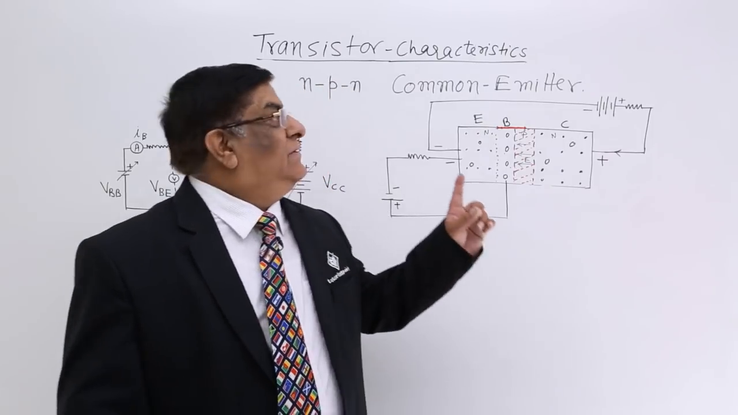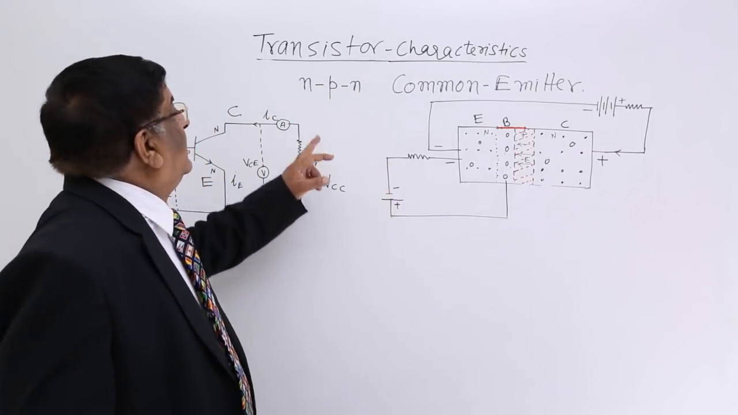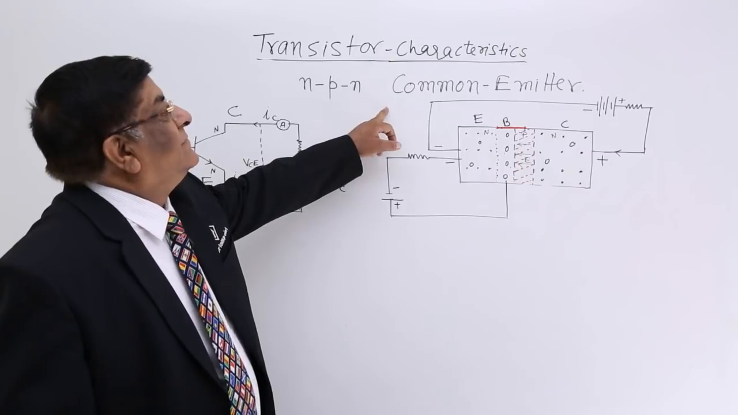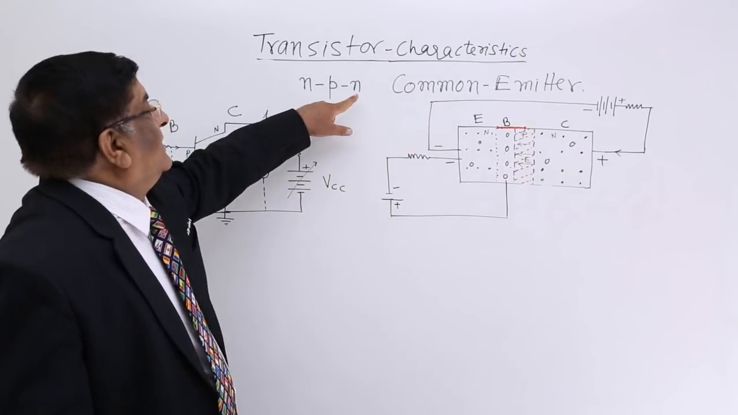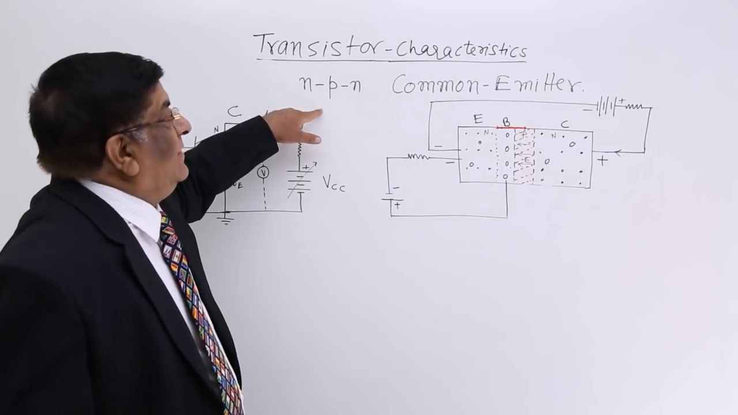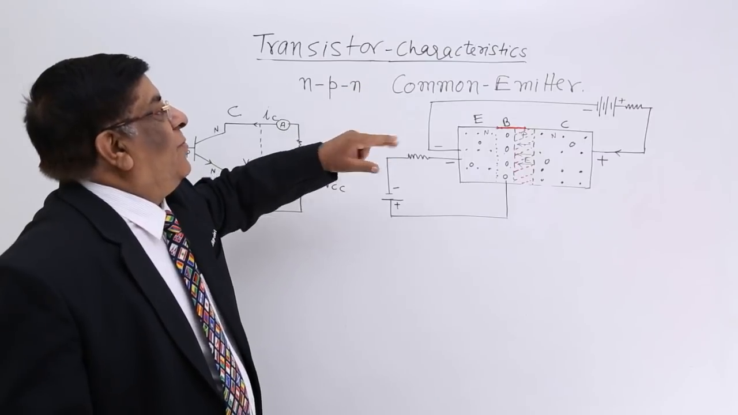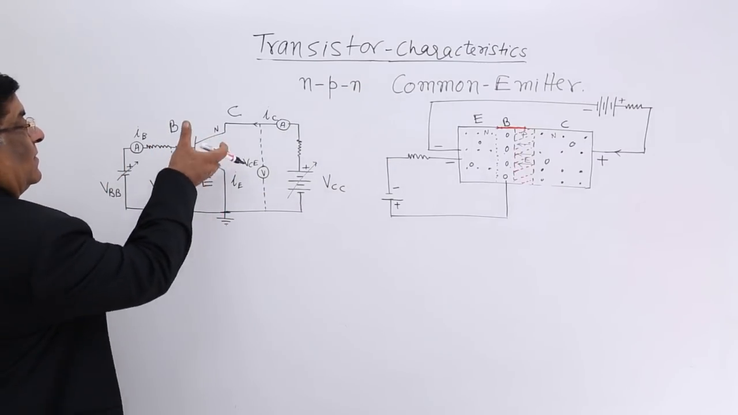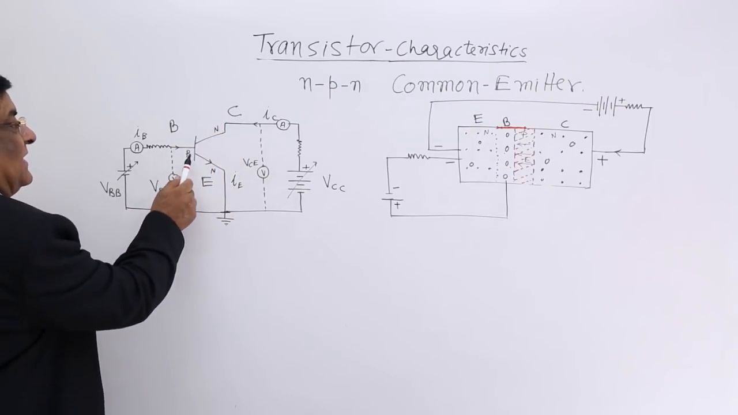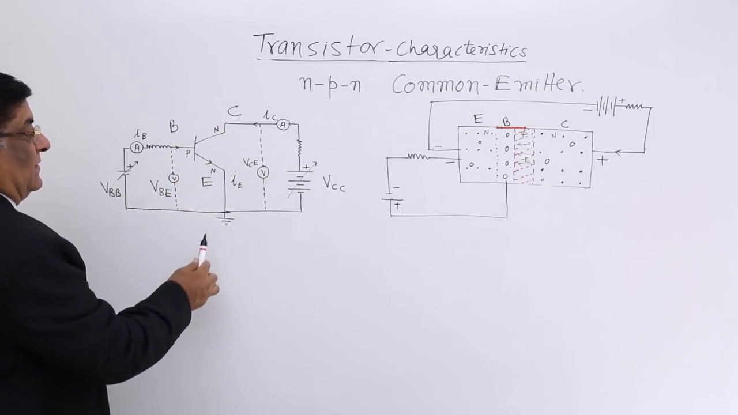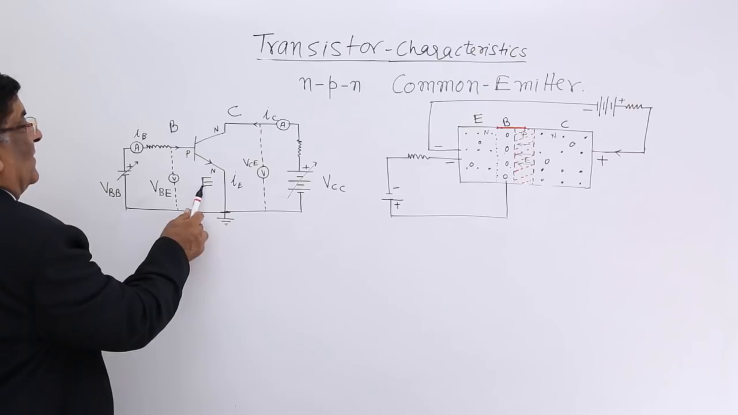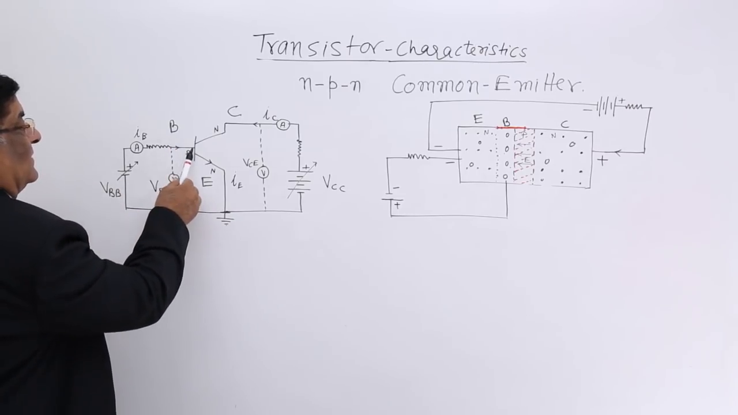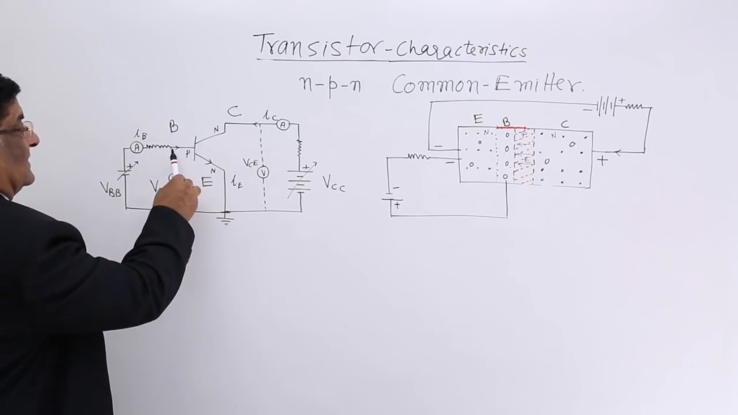We have connected this transistor in NPN, common emitter. The transistor taken is NPN and the connection is common emitter. First see here, we rotated it in such a way that the emitter is downward. Now here, emitter and base have forward biasing.